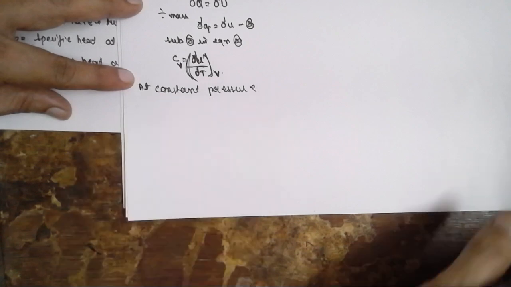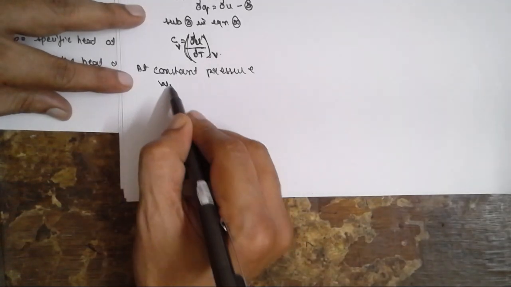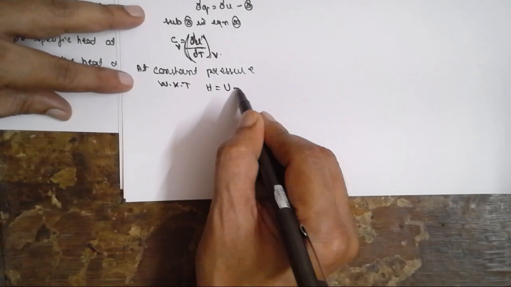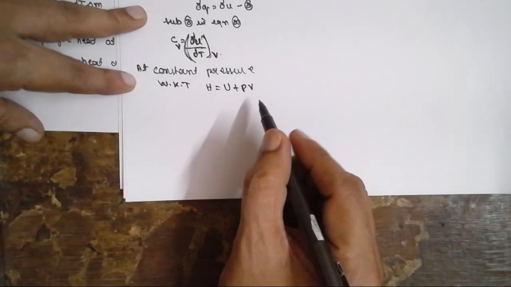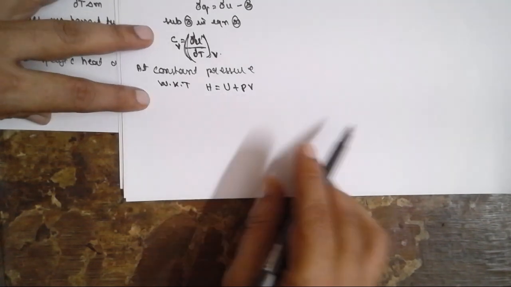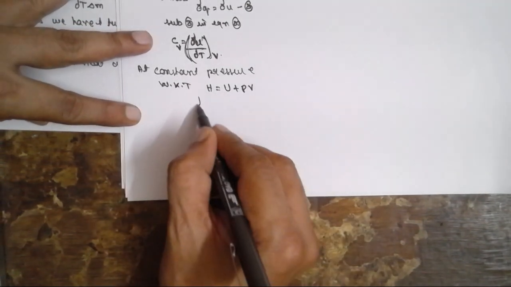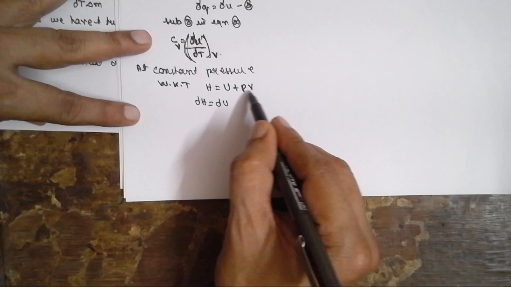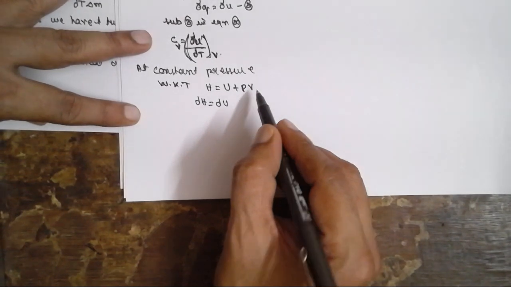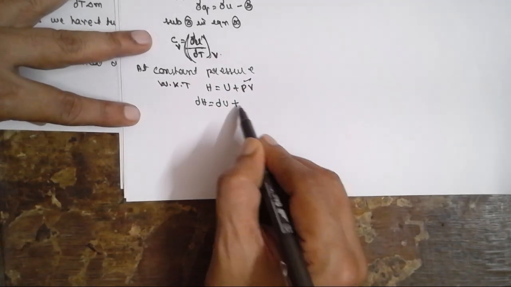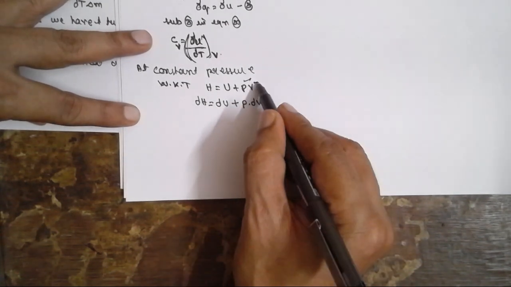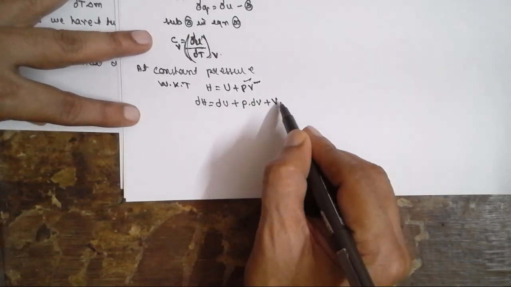For constant pressure, we know that enthalpy H is equal to U plus PV. Already we arrived at this. If you differentiate, it becomes dH equals dU plus d(PV). This is nothing but product differentiation. The first should be retained as it is and we differentiate V, dV. In the second case, we keep volume as it is and differentiate pressure, dP.